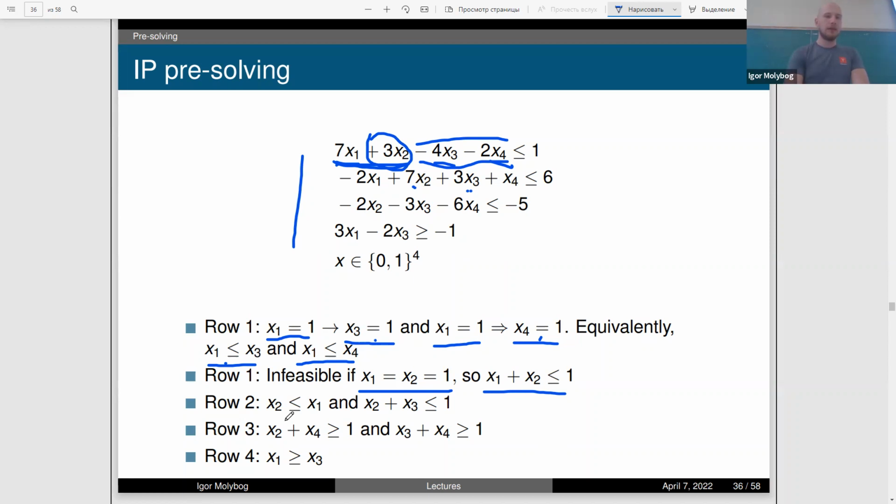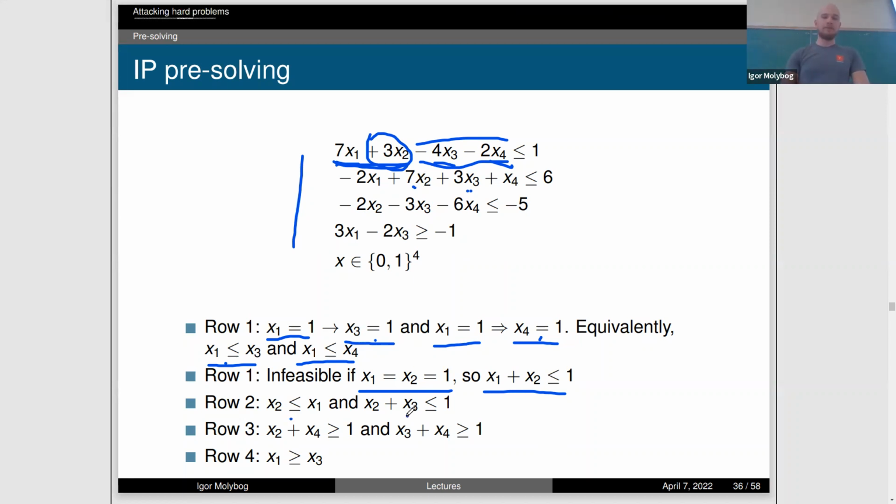So we can add two more constraints that are not obvious in the very beginning. From row 3, we can conclude that x2 and x4 cannot be equal to 1 simultaneously, and x3 and x4 cannot be equal to 1 simultaneously. Therefore, we can add these two inequalities here. And also x1 being less than or equal than x3 is something that comes from the fourth inequality.